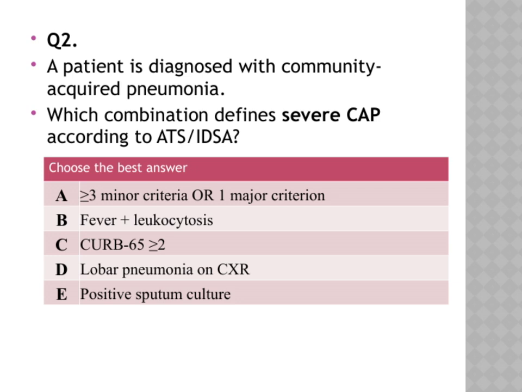Next, the presence of lobar pneumonia on a chest X-ray is another major criterion. If we see lobar consolidation, it points to a more severe infection. Finally, a positive sputum culture, confirming the presence of pathogenic bacteria, is also considered a major criterion. So, when evaluating a patient, we need to look at these specific signs and test results collectively. If they meet either multiple minor criteria or at least one major criterion, we're dealing with severe CAP. This helps us determine the appropriate level of care and ensures we're managing the patient as effectively as possible.